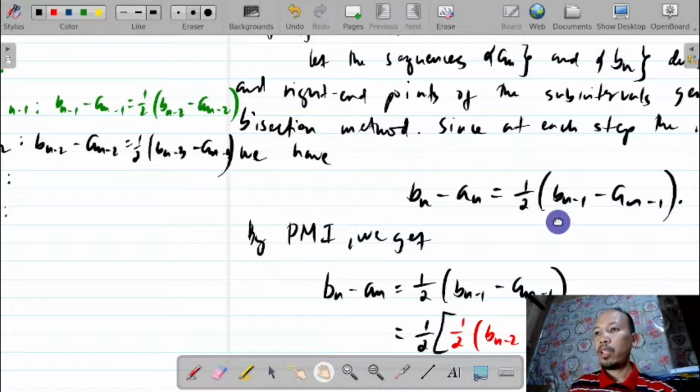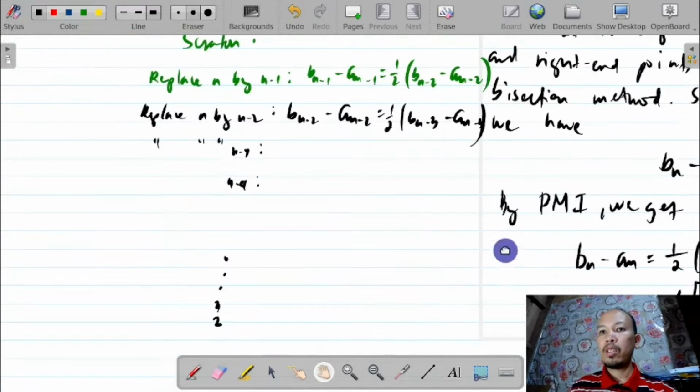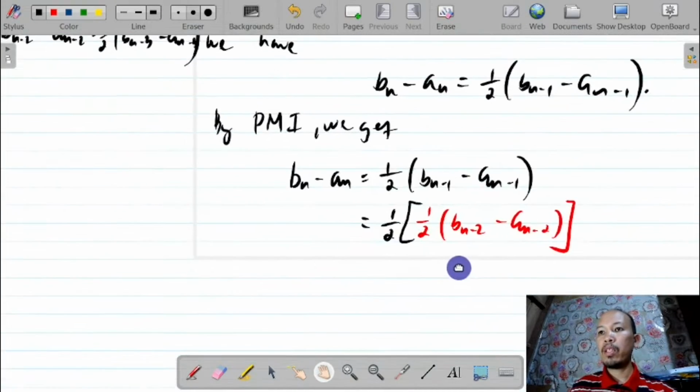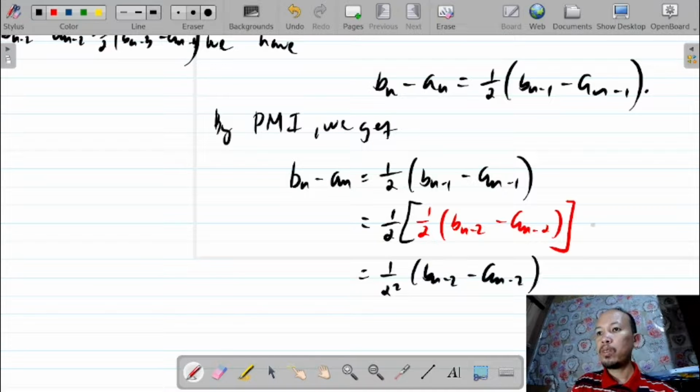So it will end up, it will end to b sub 1 minus a sub 1. Okay, so we will use that one. So substitute and then simplify. So we have 1 over 2 squared, b sub n minus 2 minus a sub n minus 2.